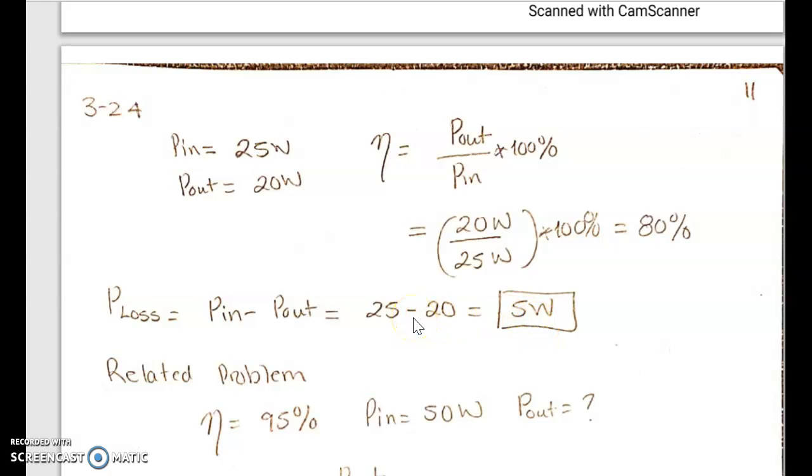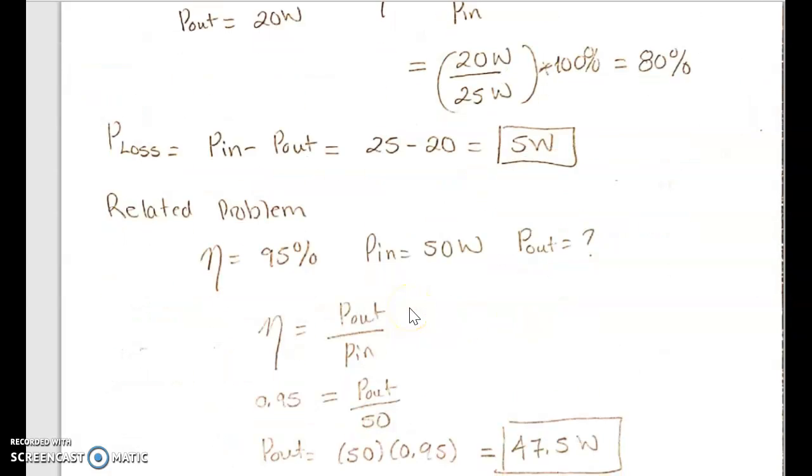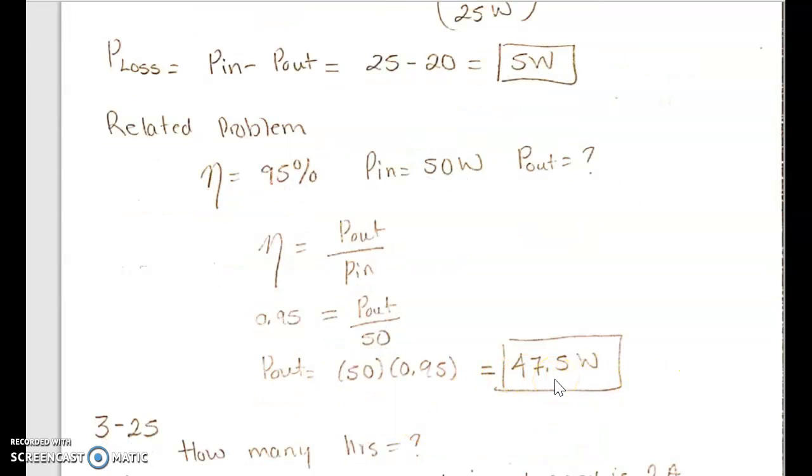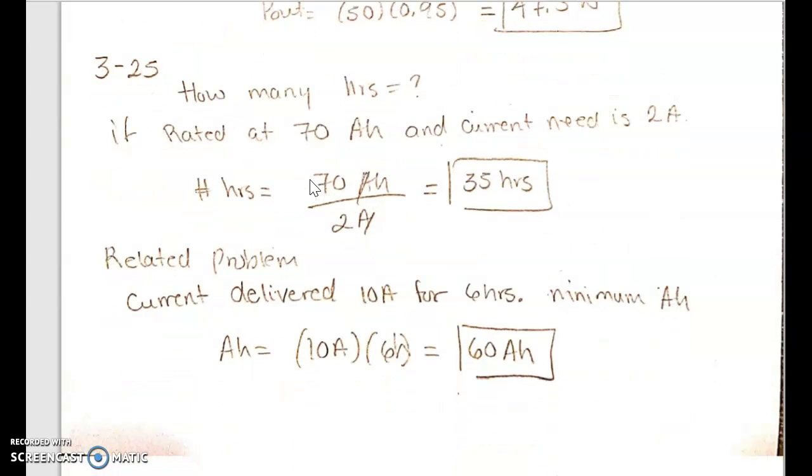Then they go ahead and ask, a power supply has an efficiency of 90%. Actually, it says 95%. If the P in is 50 watts, what is the P out? So based on the definition of efficiency, we solve for the P out, and the P out is going to be 47.5 watts, which makes sense. It should be very close to 50, right? Because we are at a 95% efficiency.